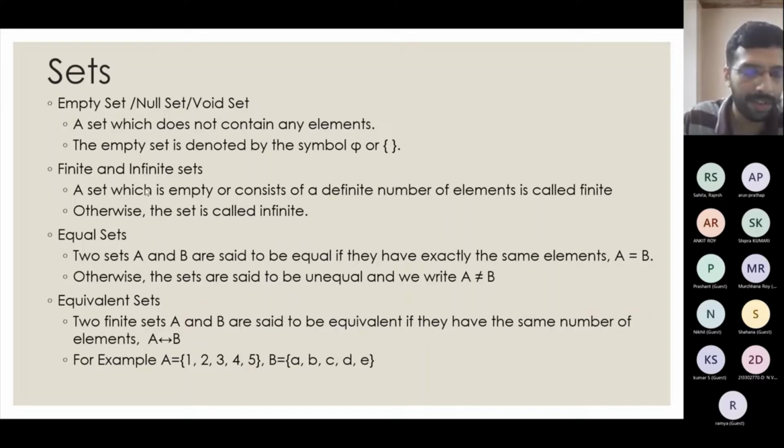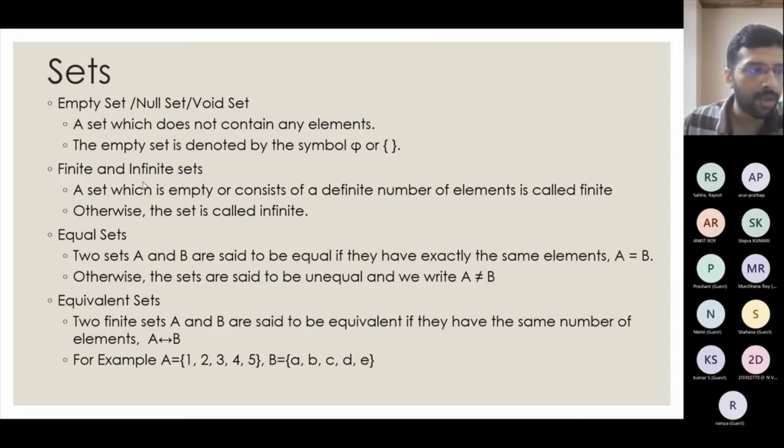Then finite and infinite sets. A finite set is a set for which we know how many elements there are. Suppose I have a set of the first 100 natural numbers. I know that it contains 100 elements. Whereas an infinite set is something for which I don't know the size. Suppose, as we saw earlier, the set of natural numbers goes from 1 to infinity. So I don't know the actual length of the set. Such types of sets we denote as infinite sets.